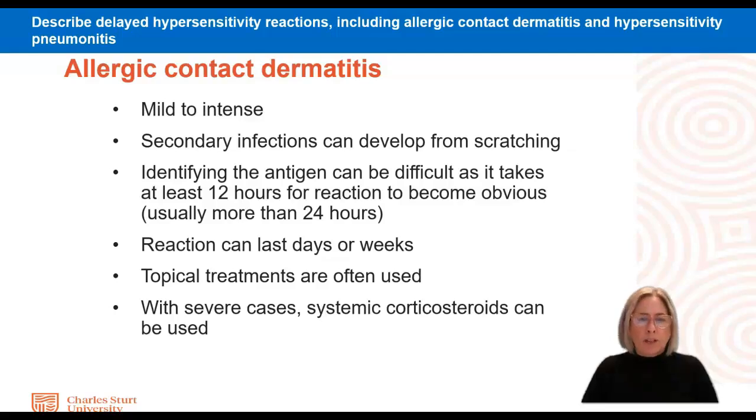The problem with this allergic contact dermatitis is often identifying the antigen that's causing it can be very difficult, as it takes 12 hours or usually more than 24 hours for the symptoms to become obvious. So if you've sort of brushed up against, let's say it's that poison ivy plant when you're out walking in the bush, and then you brush up against lots of other different things, it's difficult then to identify what actually caused the dermatitis to begin with.